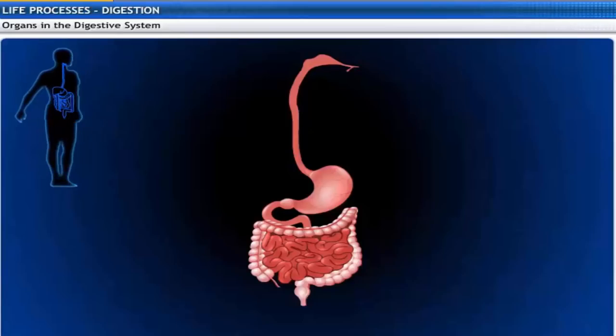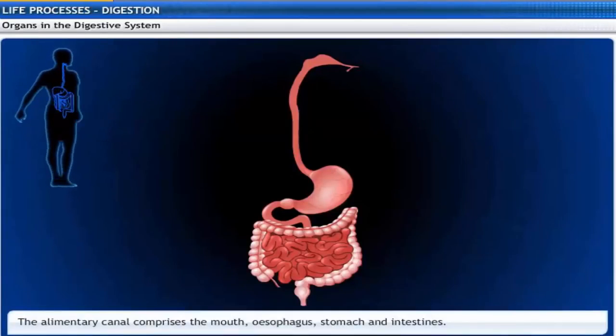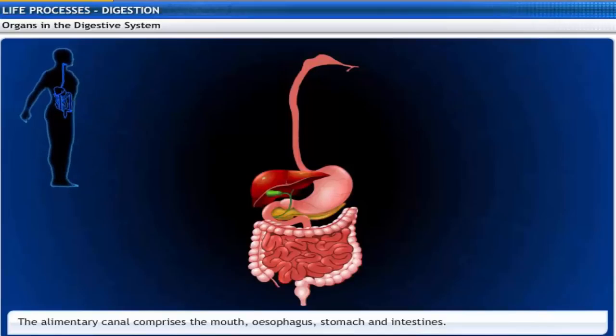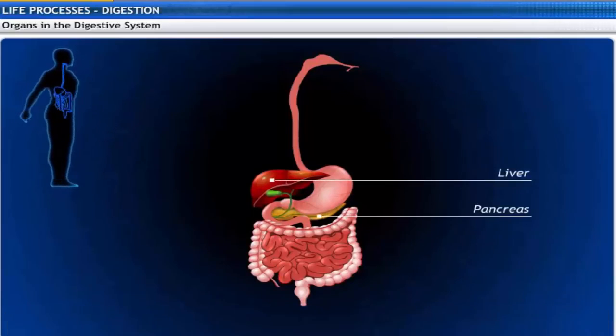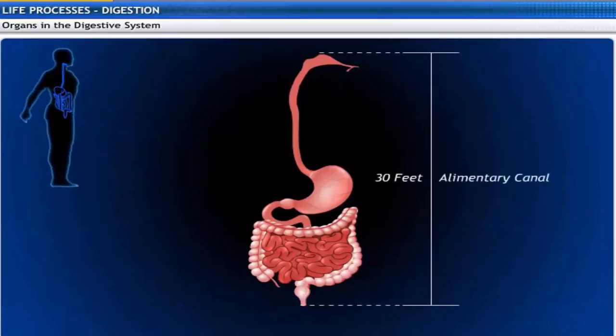The digestive system is made of the alimentary canal that starts from the mouth and ends at the anus and includes digestive glands such as the liver and pancreas. The alimentary canal is about 30 feet long in adult human beings.